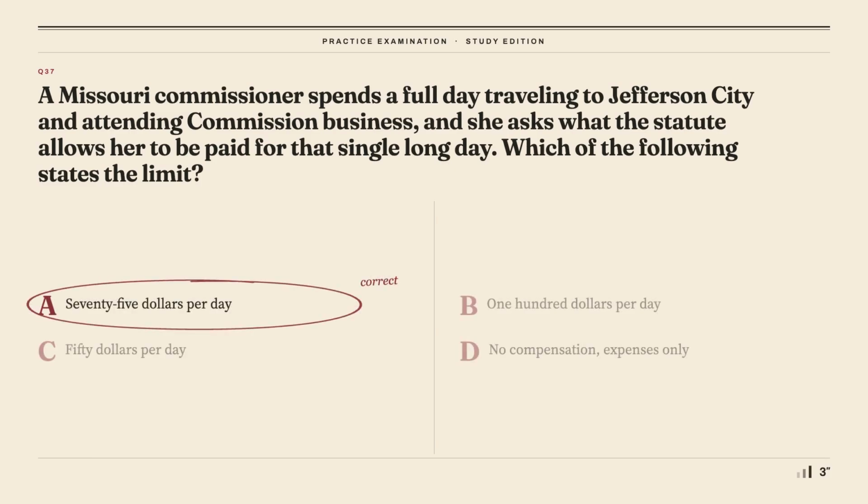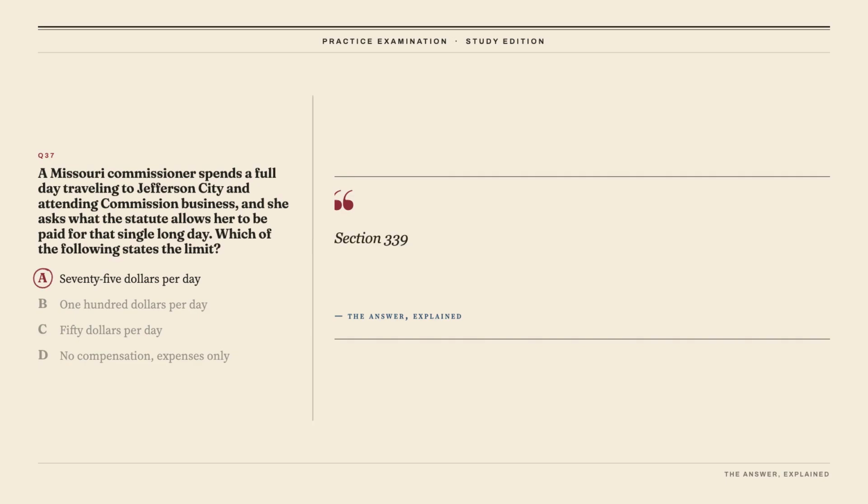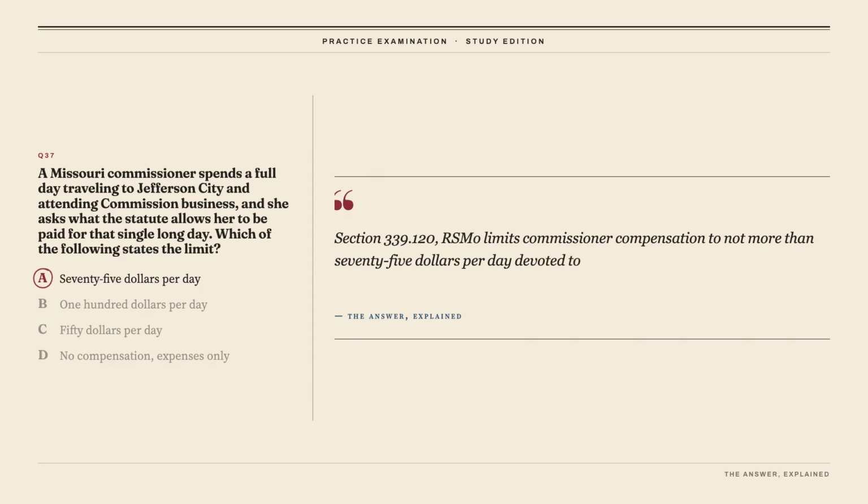The correct answer is A. $75 per day. A is correct because Section 339.120 RSMo limits commissioner compensation to not more than $75 per day devoted to commission business, plus necessary expenses. The figure has stayed unchanged for many years.